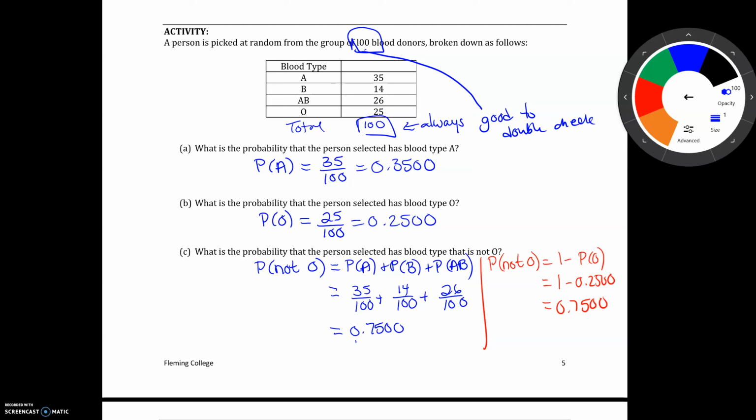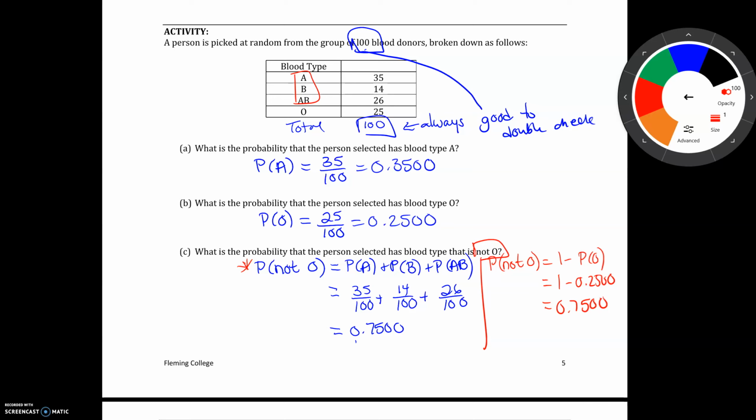The probability that someone is not type O. So depending on how you thought about this, you may have done this several different ways. You might have thought about what all the different categories were that were not O, and then added up the probabilities related to each of those events. Or you might have intuitively said, well, the probability that something's not O would have to be 1 minus the probability that it is O. Using the results from the previous question, it comes out to 0.7500.